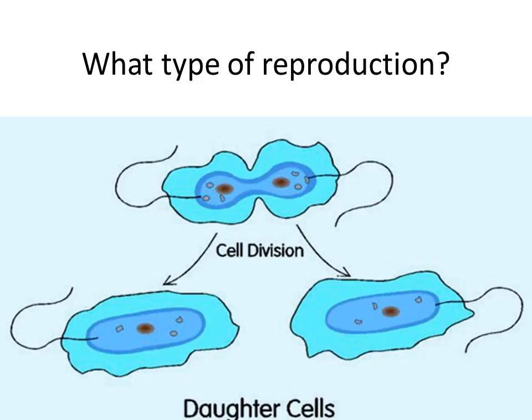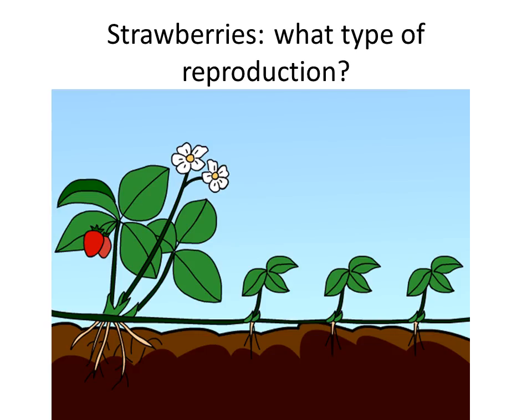So what type of reproduction is occurring here? You have a one-celled organism that splits into two one-celled organisms. Each acquires the same DNA as the parent. This is asexual reproduction.